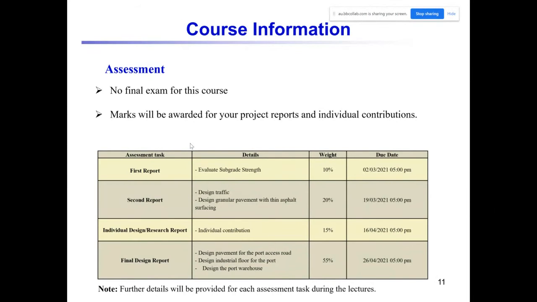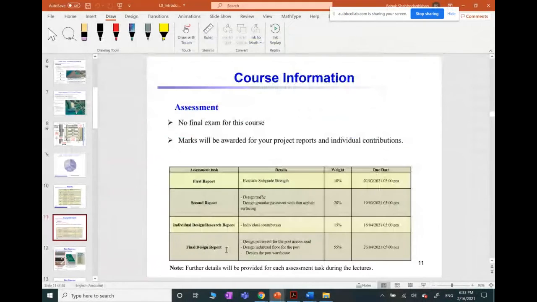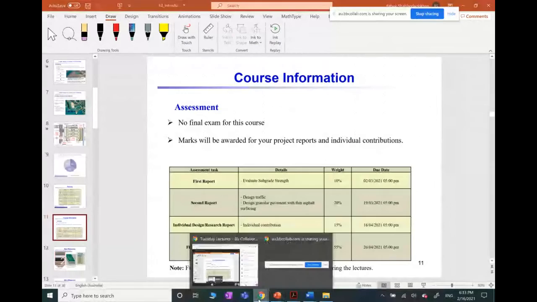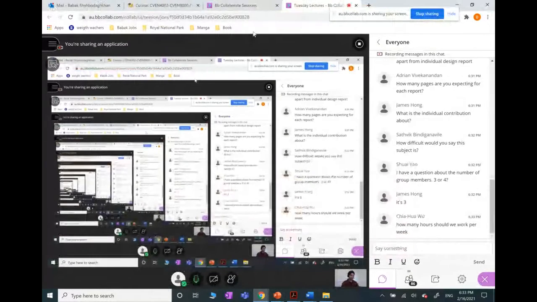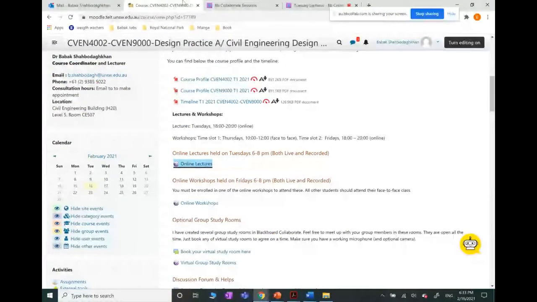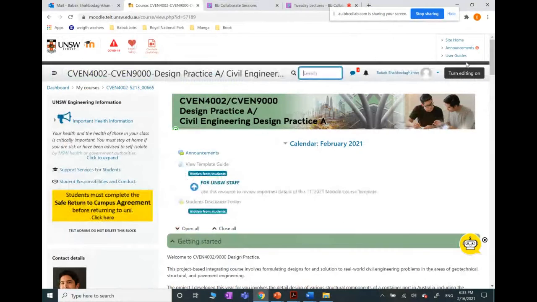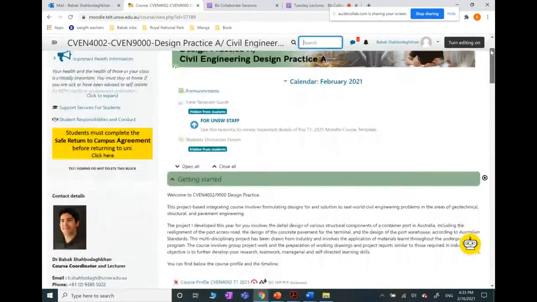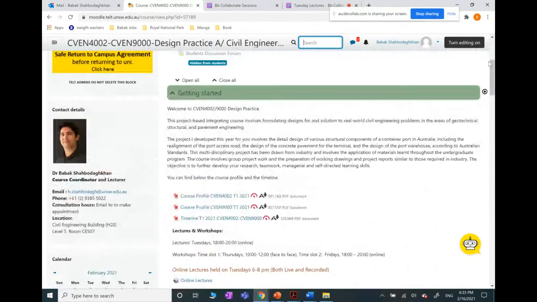I have a question about the number of group members, 3 or 4. The number is 3, so it is 3. Let me also go through Moodle and explain about the structure here, and I will also go through the project description.